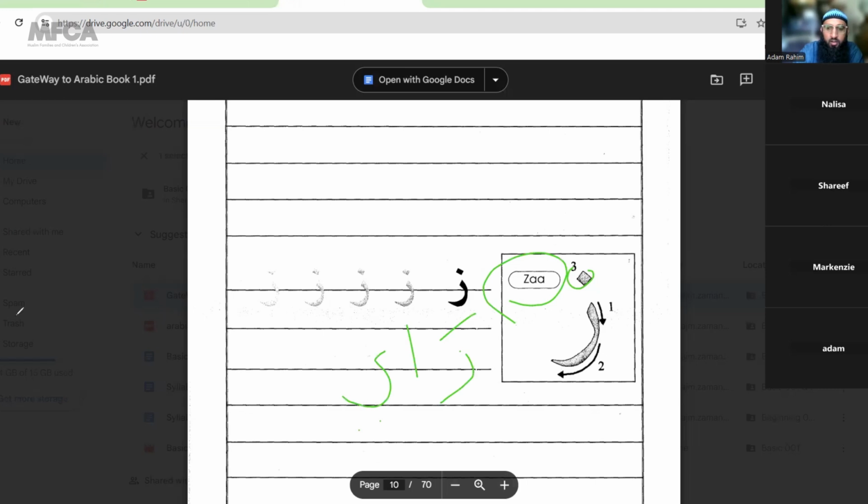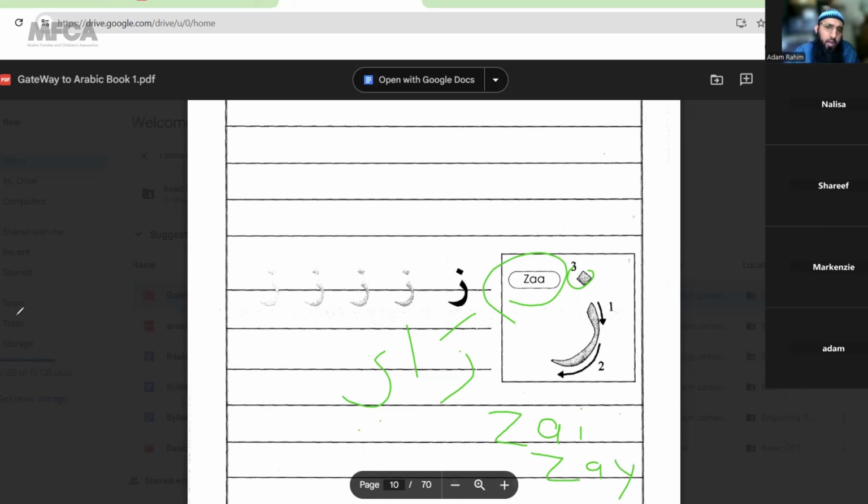In Arabic, it's written like this. In English, it could be written both ways, but I'll tell you the sound. The sound is what's most important, especially in English. The spelling is not important, but to an extent. So it's going to be zai. The name of this letter is zai.